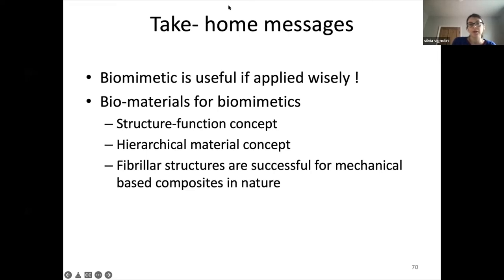The first one is that biomimetics is a nice concept, but you have to apply it wisely. It's not just to use as a simple system. And biomaterials can be used a lot for biomimetics, and this is particularly important in the context of what you want to do in the future, trying to exploit as much as possible natural resources and developing materials that are not too bad for the environment. So if you start to use, instead of glass fiber, bio-derived fibers that have similar types of performance, you might obtain similar behavior, but without exploiting materials that are potentially polluting.